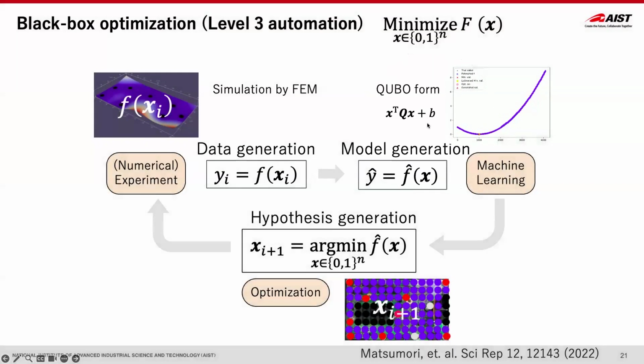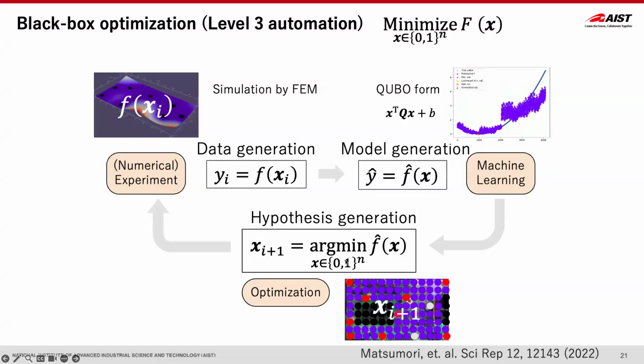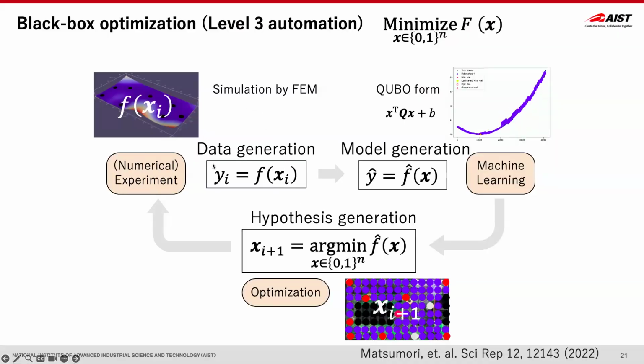We build a QUBO formula. That is the machine learning part. And once we have a QUBO equation, we optimize it. But this QUBO is not perfect because the number of data is initially limited. So after optimizing this QUBO, we conduct another simulation and add more data to generate a better QUBO formula.